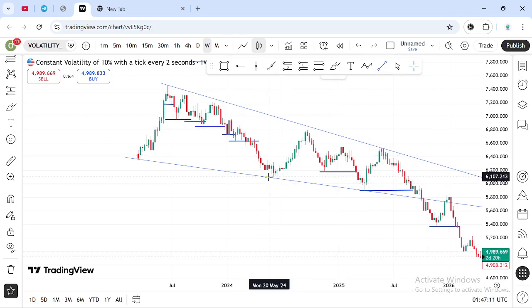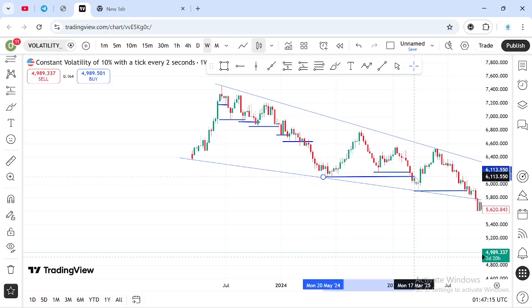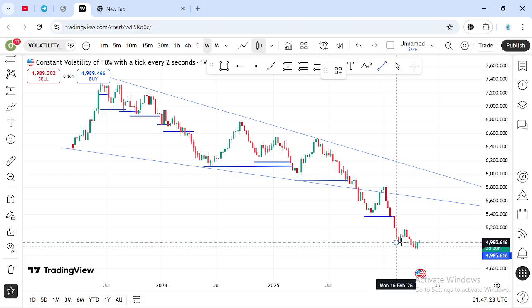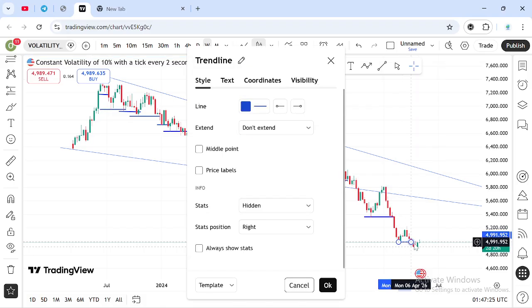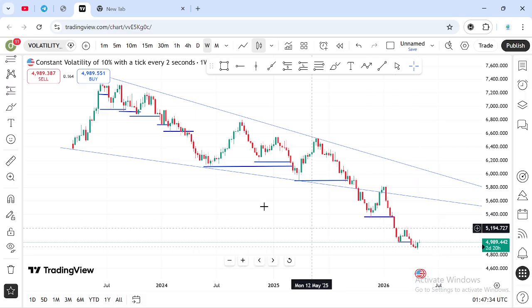We also have this one. We also have this break of structure. And then the area we are currently interested in has one break of structure at the moment. So that's what we have on the higher time frame.